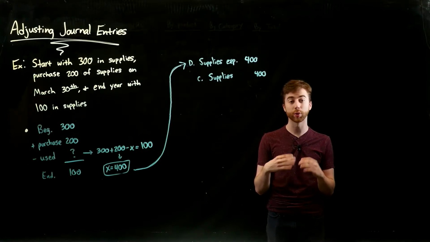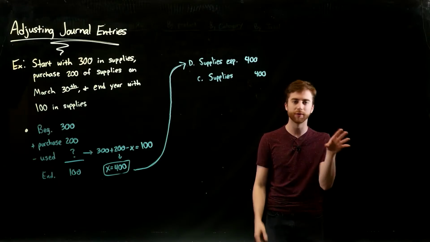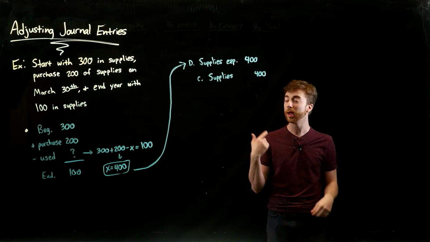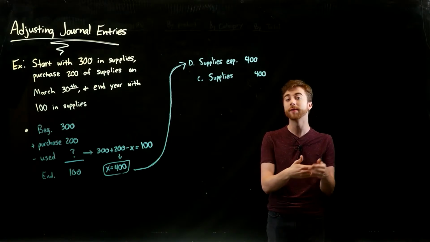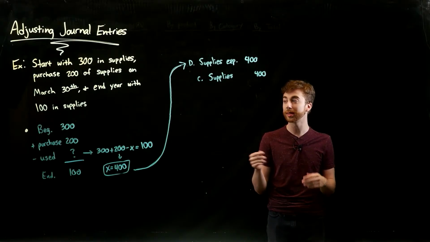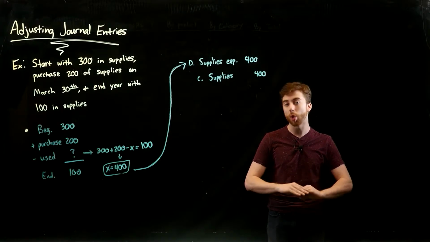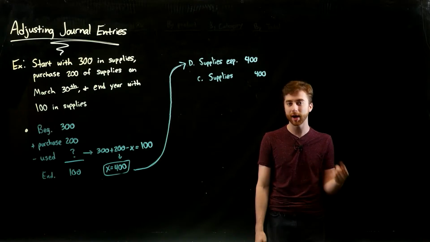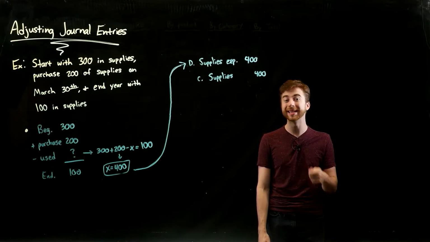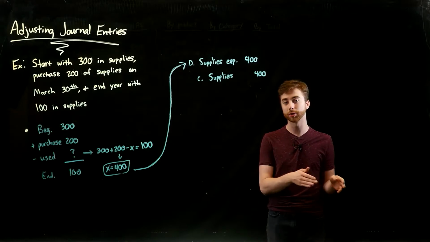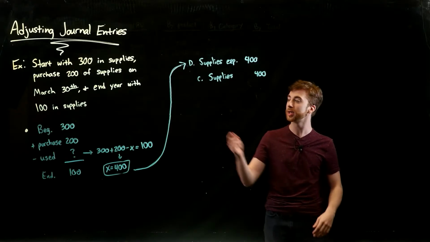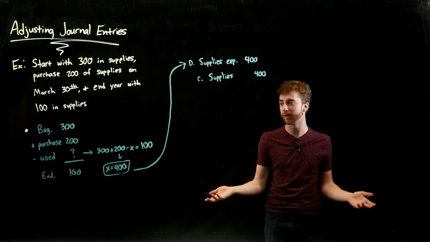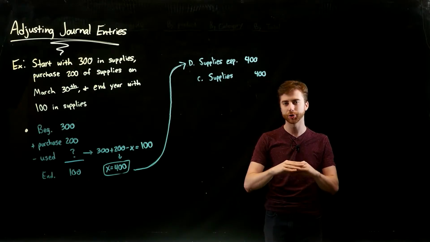We start with $300 in supplies. We roll over from the previous year, and we have $300 already sitting in our supplies account. We purchase $200 more of supplies on March 30th, and by the end of the year, we have $100 worth of supplies. So the question is, how much did we use up? The amount we used up is the adjustment you make and what you're going to record as your supplies expense. We began the year with $300, then purchased $200 of supplies, which puts us at $500 for right now.